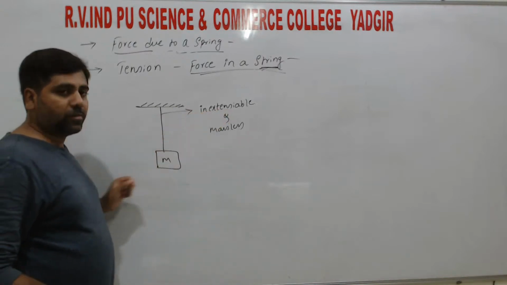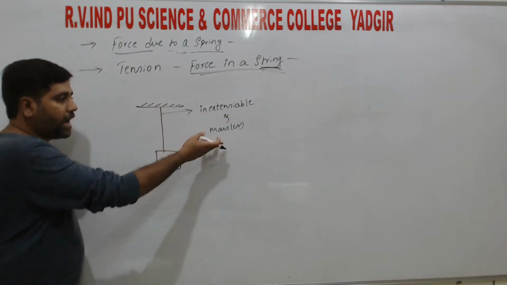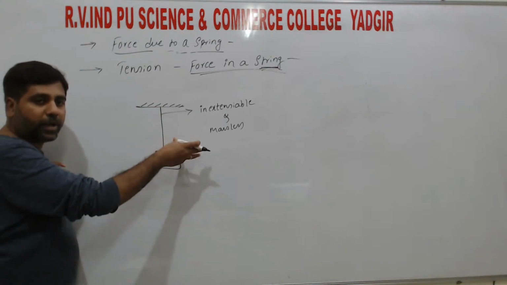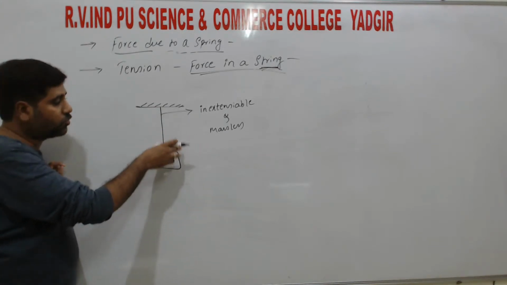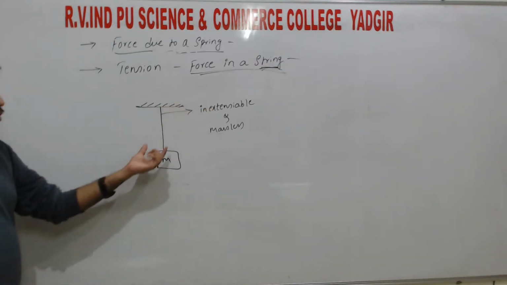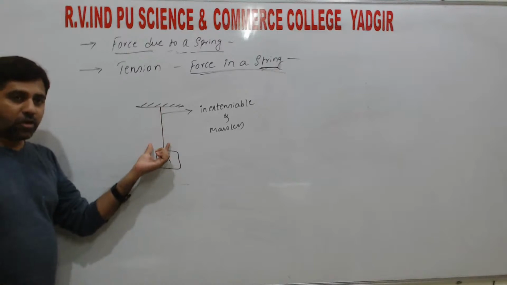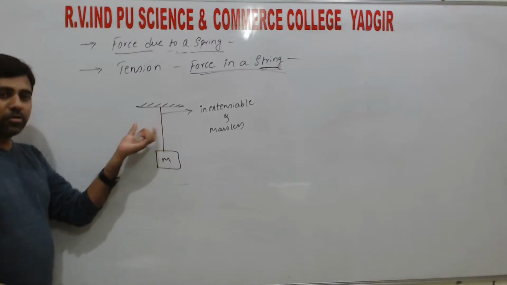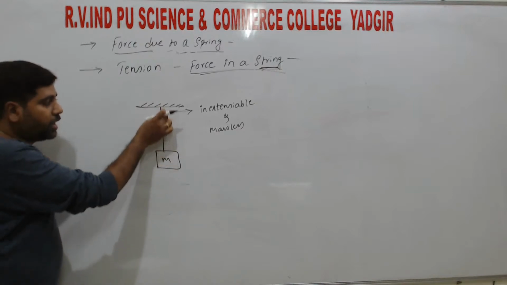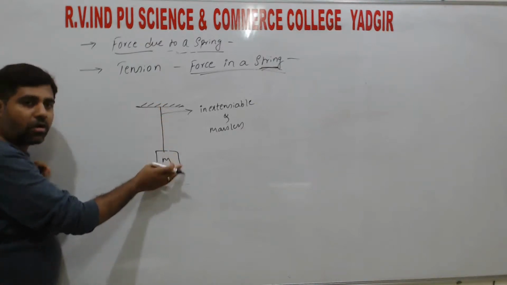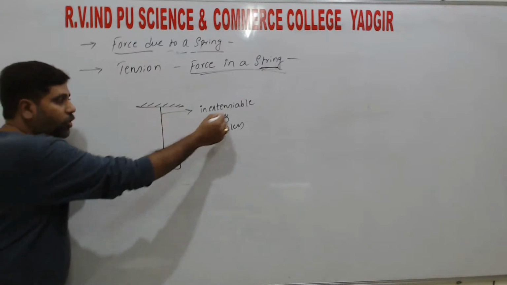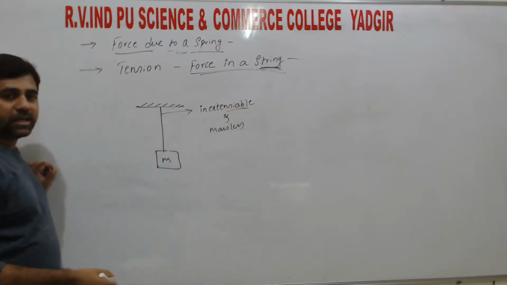And inextensible means, as we discussed in the spring, if we apply force to a spring it compresses and also expands. That property is not present here, since the spring is an extensible material. This is non-extensible, that means however much load we apply on this thread or string, it will not increase its length or decrease its length, right? So that type of material we call inextensible, right?